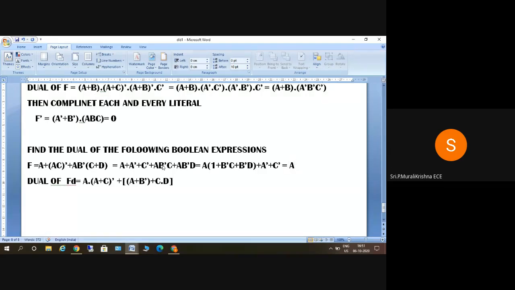That is equal to a. So 1 plus anything is 1. So a plus a bar plus c. So a plus a bar is equal to 1. So 1 plus c is equal to 1. So this is the normal function. So f1 is this one.